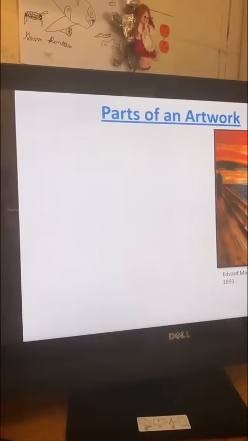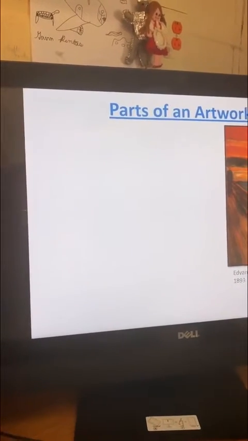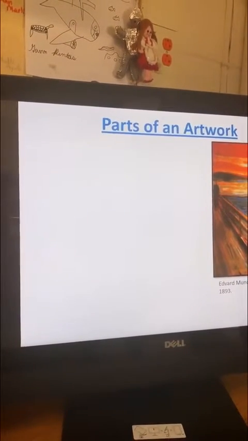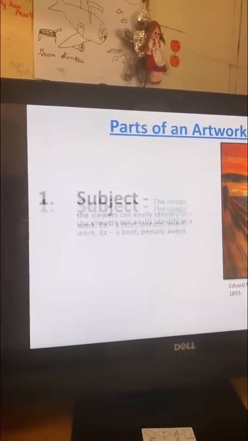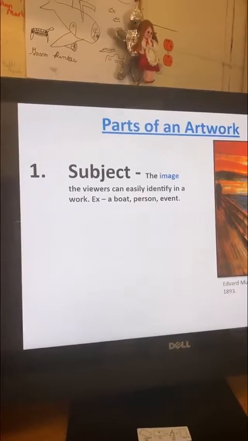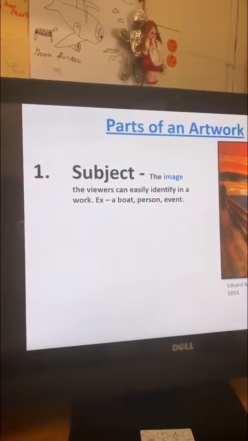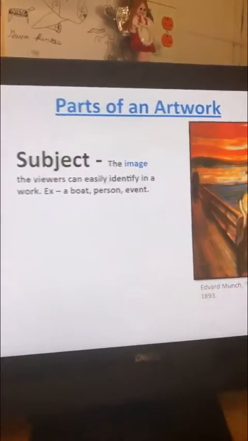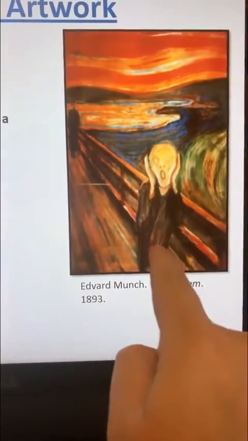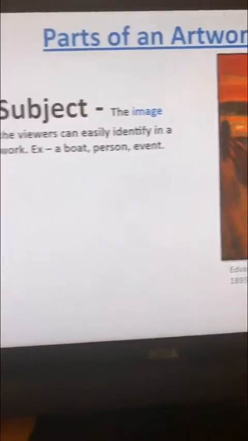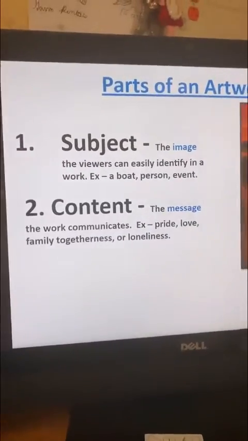So now that we know about balance, we're going to talk a little bit about parts of an artwork. This is the third page in the packet that you have in front of you. So there are three parts to an artwork. Number one is the subject, or the image that can easily be identified. So with our example, we would probably say that it's the guy right here who's screaming with his hands on his face. Number two is our content.